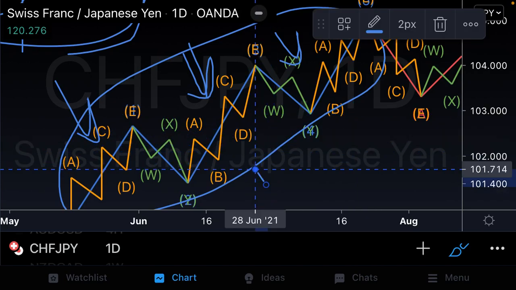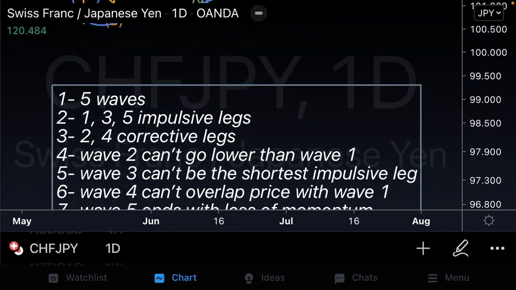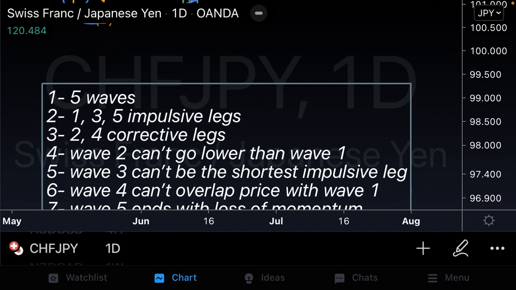One of these waves has to be the longest, either wave number 3 or wave number 5 or wave number 1, but wave number 3 cannot be the shortest. And that is a golden rule, guys. Let's go on to rule number 6.